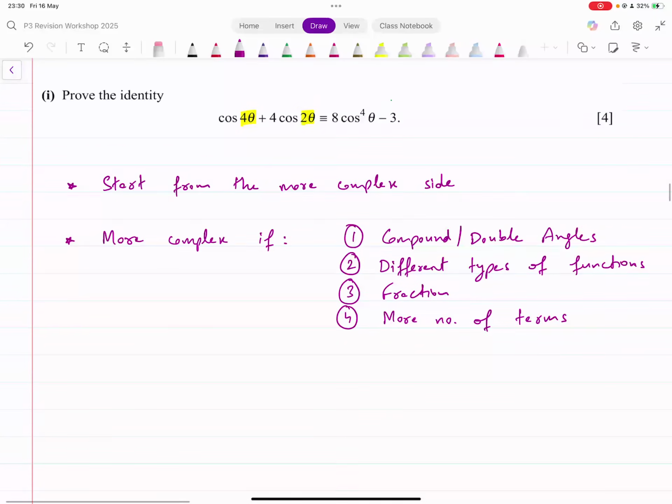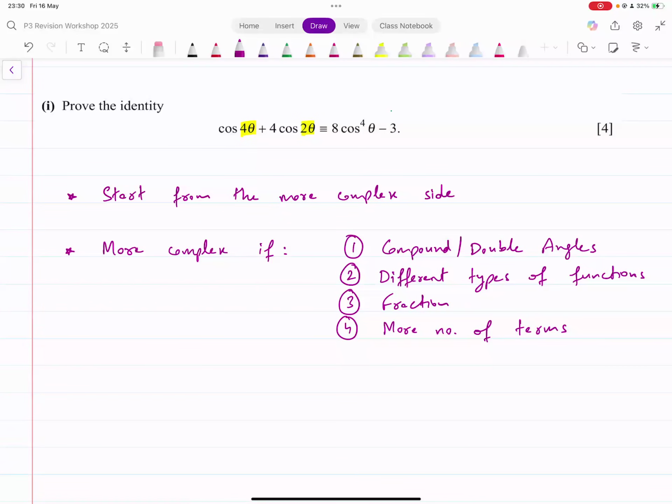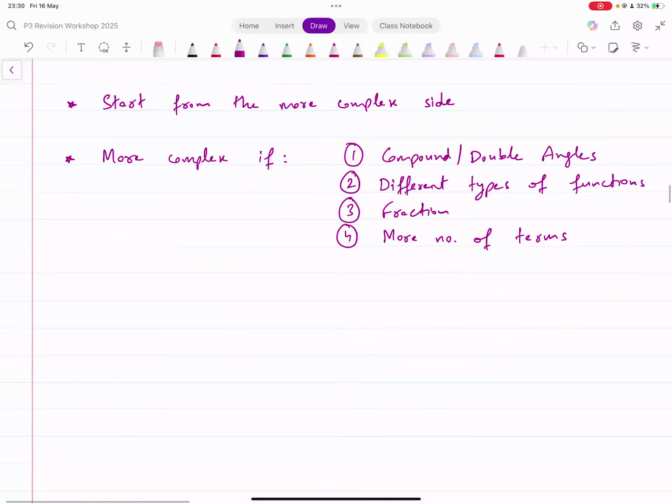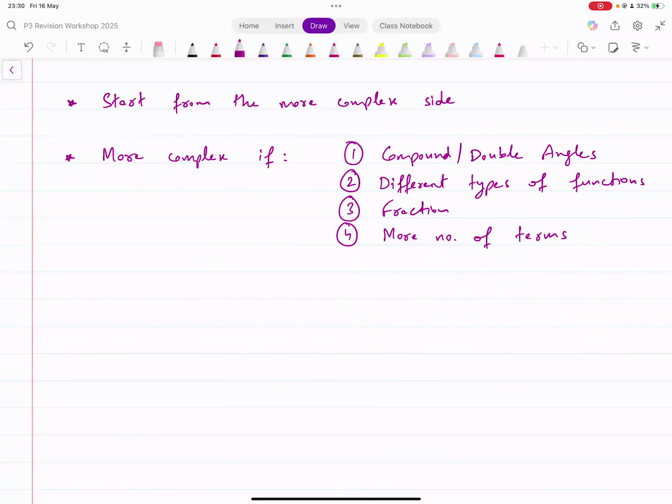But in this case, you'll have more complicated identities. First of all, which side do you start from? Now, the way these are going to be formulated in your exam would be that the left side would almost always be more complex. So that is where you would start from.